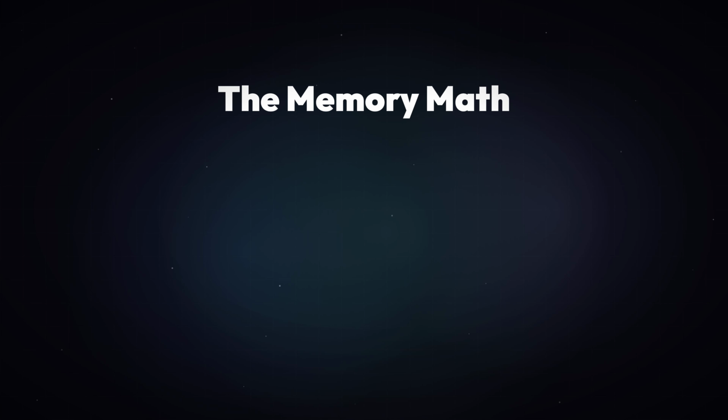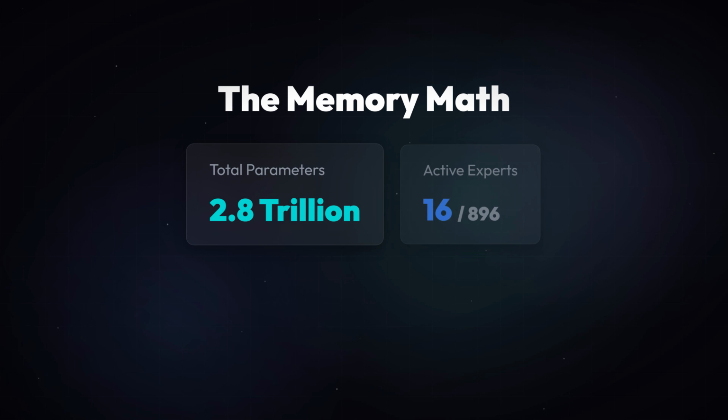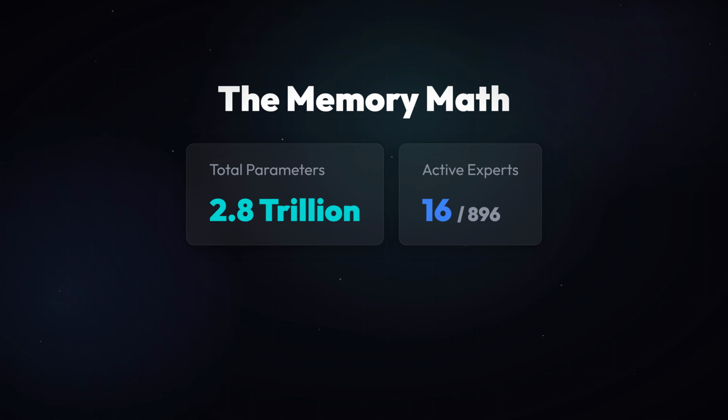Kimi K3 is a mixture of experts model with 2.8 trillion total parameters. Only 16 of its 896 experts activate per token, which cuts down the compute needed per response, but it doesn't shrink the model. Every expert still has to sit in memory somewhere, because the router can pick a different set for the next token.